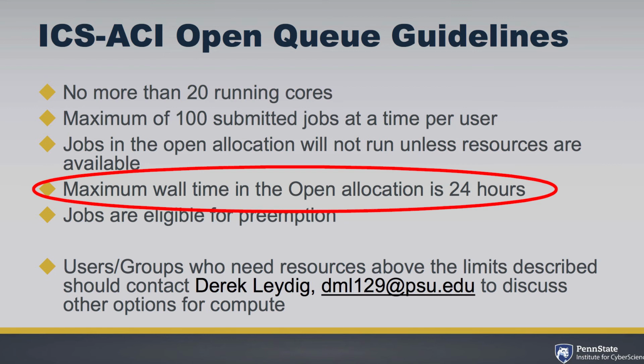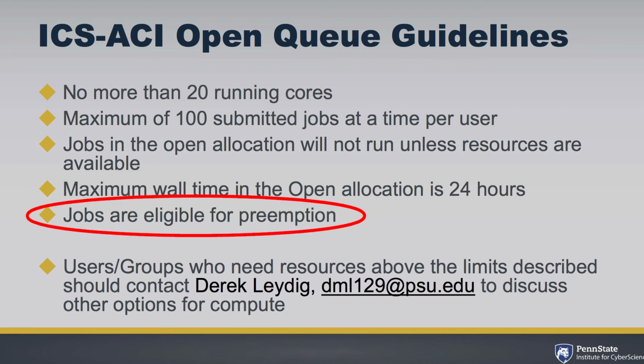Maximum wall time is 24 hours. There are no extensions. Please don't ask. I know we get a lot of people that ask. We used to do that on legacy systems. We are not allowing extensions on ACI at this point. If you need a wall time greater than 24 hours, then contact ACI, okay, and we can look at working with your PI to set up an allocation for you that would allow you to run jobs longer than 24 hours. Otherwise, if you want them to run just in the open queue, you have to break them up so that they run within that 24-hour window.